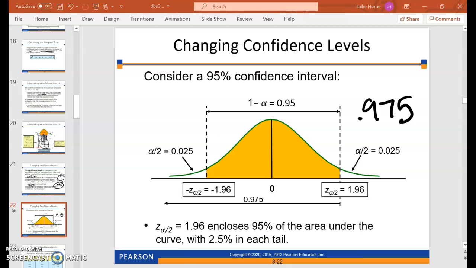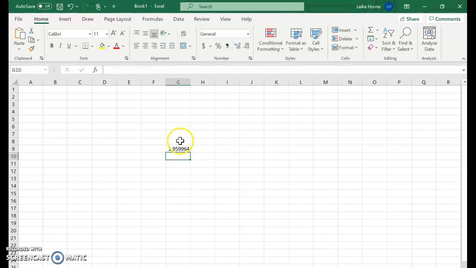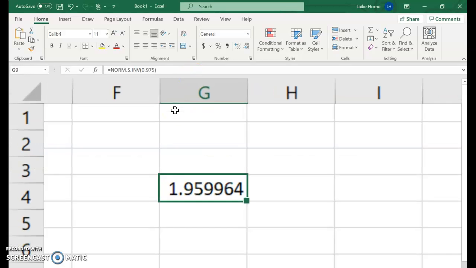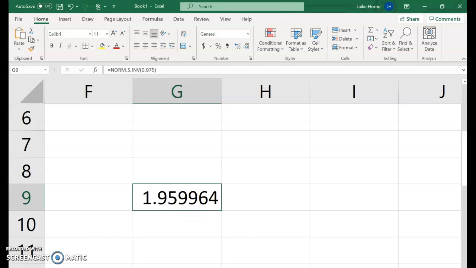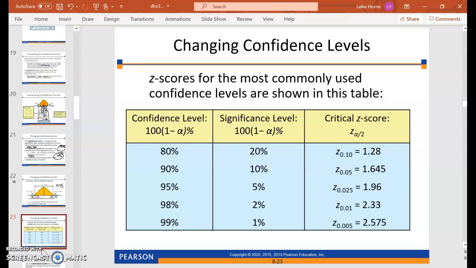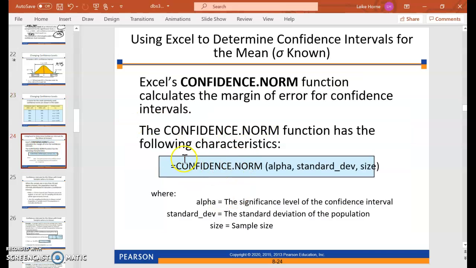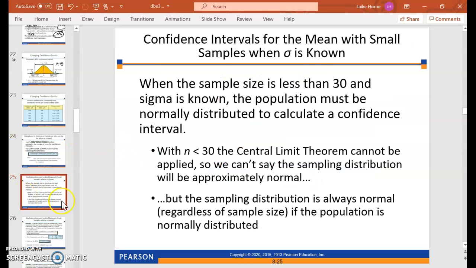Also, if you put it in Excel, let me show you that. You put in 0.975 for the NORM.S.INV, and it will give you the z value 1.96 if you round to 2 decimal places. So that's how you can get your z-score. Or here's a table for the main ones that are used that you can use. Here is a way to calculate the margin of error in Excel. We're going to be doing that as well.